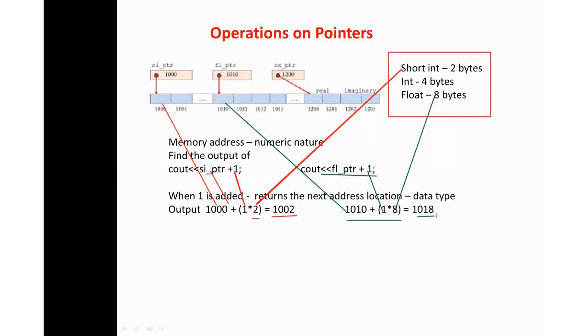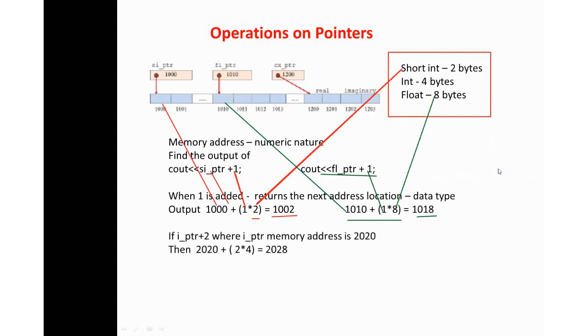Always remember, from whichever starting address they have assumed, they will give one value. That will be considered as the base address for that particular variable. Is it clear now? Any doubt in this?